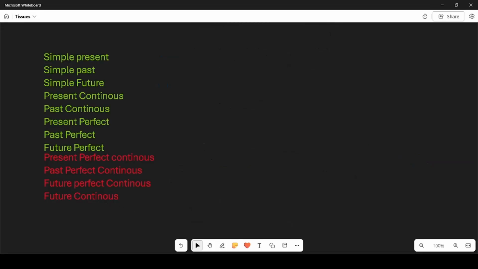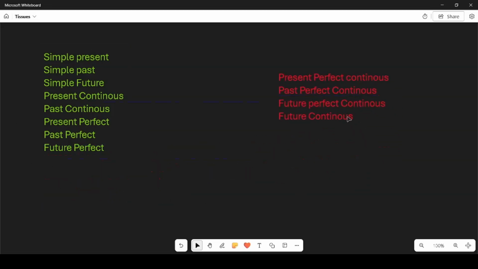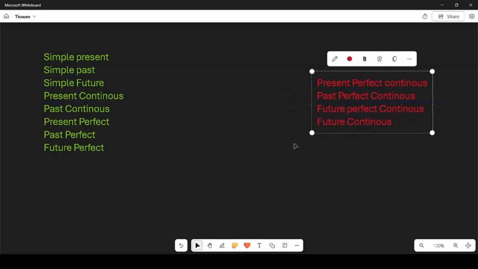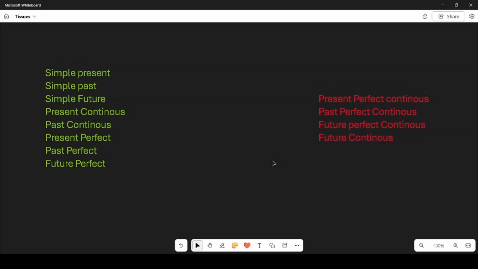So here are all the 12 tenses which are there in English. So we have simple present, simple past, simple future, present continuous, past continuous, present perfect, past perfect, future perfect, and we have present perfect continuous, past perfect continuous, future perfect continuous, and future continuous. As you can see, I have separated a few tenses. I've put a few in red and I've put a few in green. Why is that so? The ones which I put in green can be converted into passive voice.